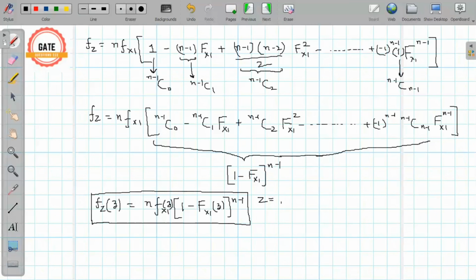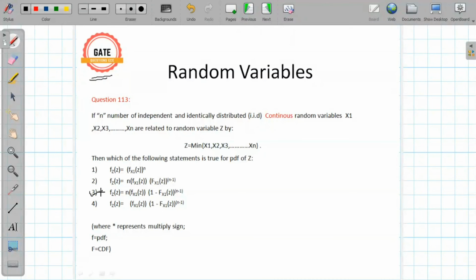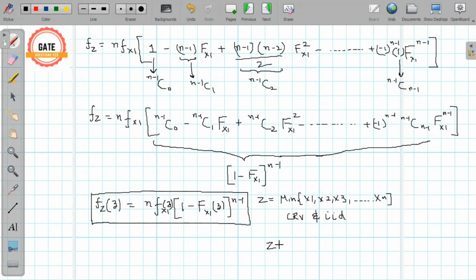z is equal to minimum among n random variables X1, X2, X3 up to Xn, where all these random variables are continuous random variables and they are independent and identically distributed. So we will use this formula in case of i.i.d. and continuous random variables. So the correct answer is option 3.